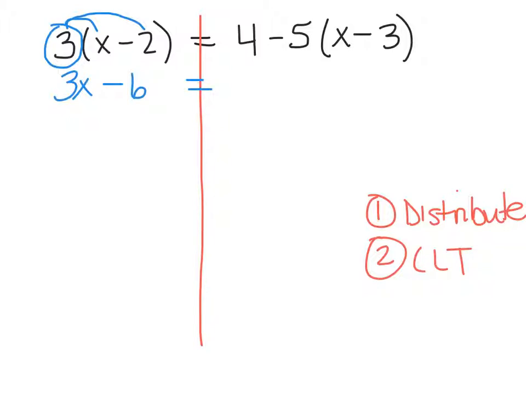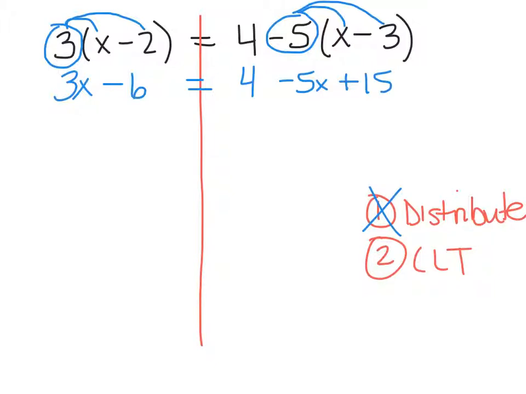Bring down our equal sign, and looking at the right side of the equation, we have parentheses over here as well. So what we're going to do is circle the number in front of the parentheses, which is negative 5, and we're going to distribute that. So negative 5 times x is negative 5x, and negative 5 times negative 3 is positive 15. And then we're going to bring the 4 down. So we've just distributed on both sides of the equal sign.